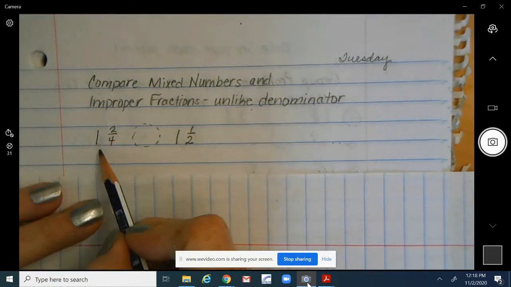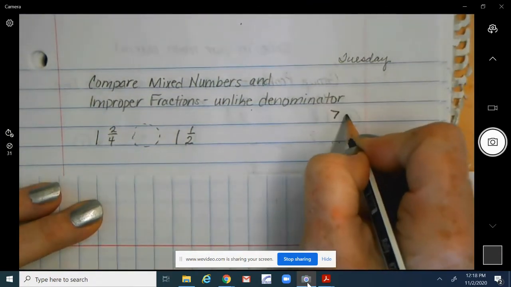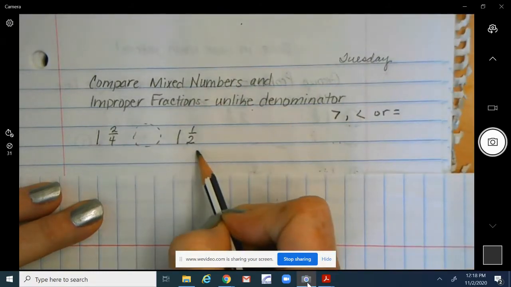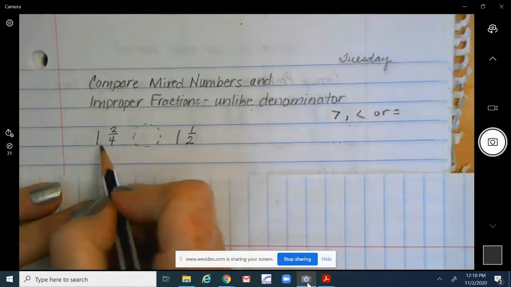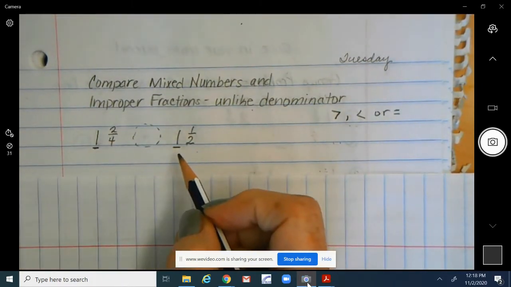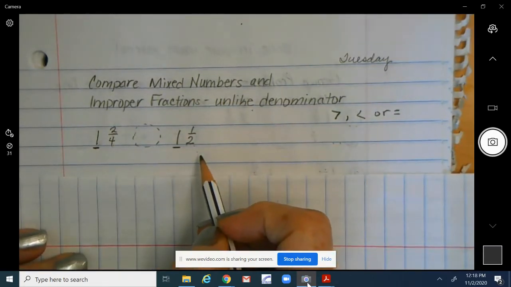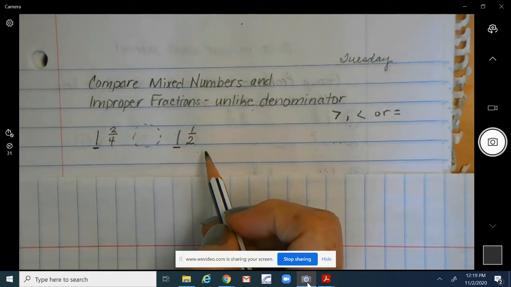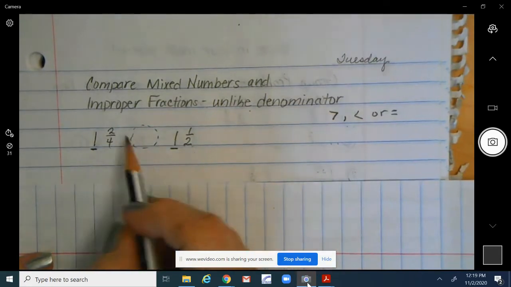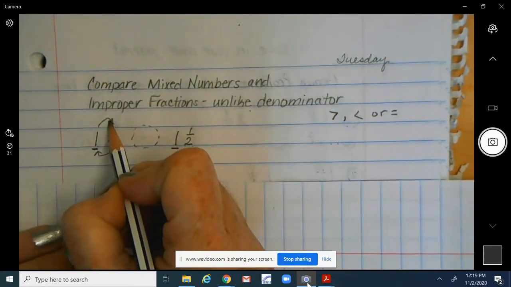So in this first problem, I have 1 and 2/4. Remember, again, we're using the inequalities greater than, less than, or equal to, and I have 1.5. Okay, so if I use my trick where I first look at the first number, I see that they're exactly the same. So then I look at the fraction. My denominators are different. So to be able to compare them, I have to make my denominators the same. So I know that I'm going to convert these to help myself.